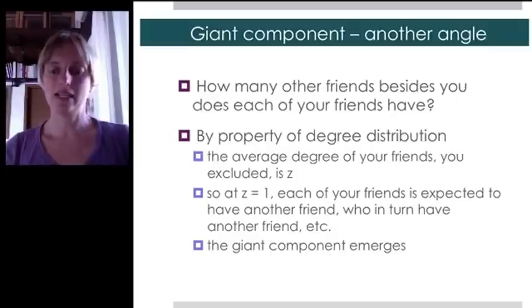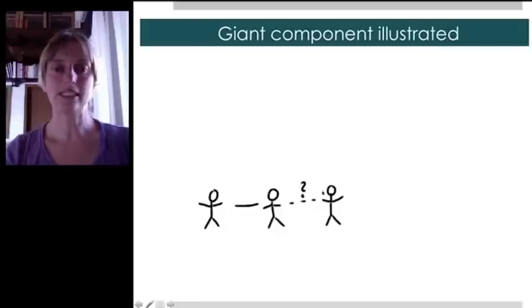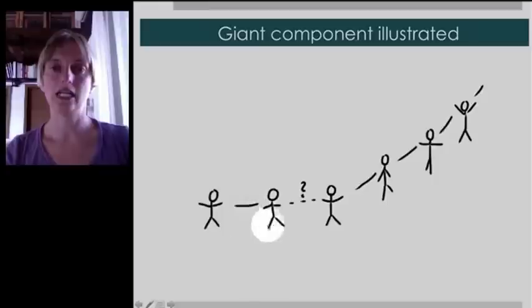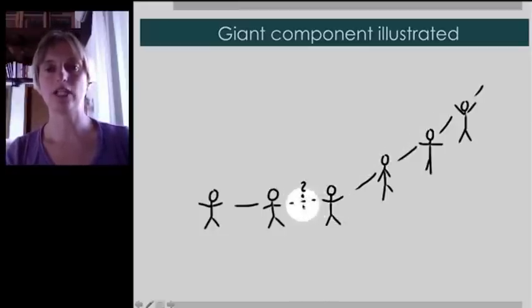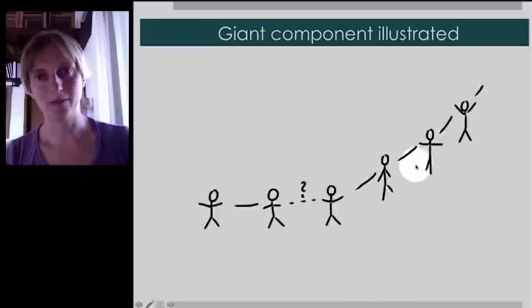And so then when we return to this idea of the giant component and the percolation threshold, what we're really asking is, I have a friend, what is the average number of other people that they know? If it's at least 1 other person on average, then this chain can continue, and we're likely to be part of this giant component through which information or disease, etc., can spread. However, if my friend has fewer than 1 other friend on average, then it's likely that this chain is just going to terminate sooner rather than later.